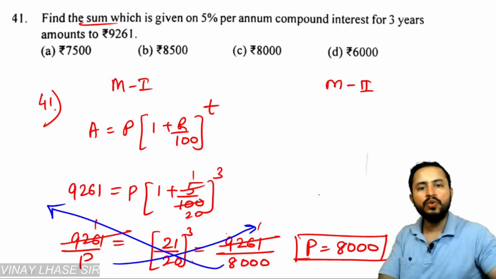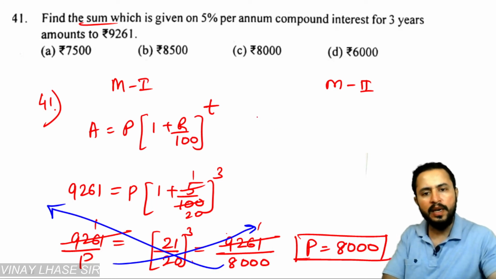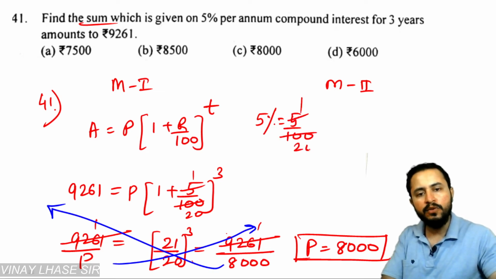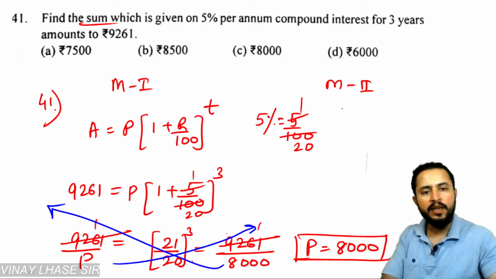By method number 2, you can use the concept of ratio. It's the same thing. 5% means 5 by 100, and 5 by 100 is nothing but 1 upon 20, since 5 ones are 5, 5 twos are 10, 5 zeros are 0. By this method number 2, how do you solve this question? With the green pen, I will show.